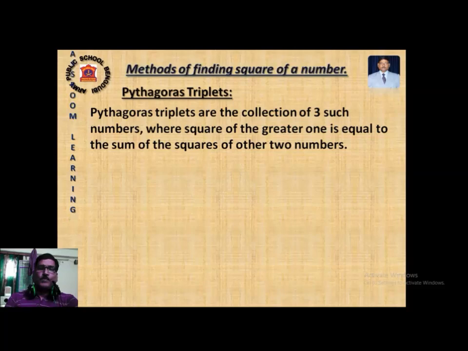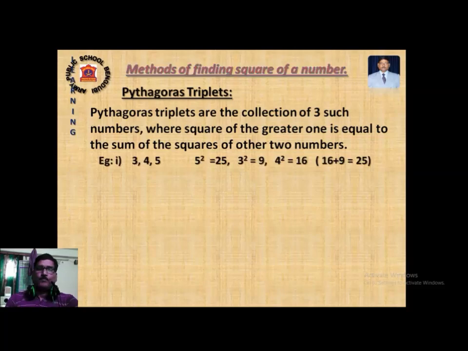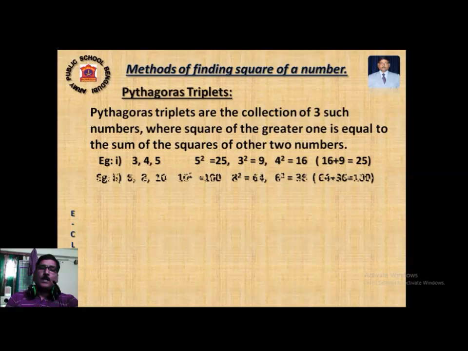Okay. Suppose these are the numbers 3, 4, 5. What is the greatest number here? 5. 5 square is 25, 3 square is 9 and 4 square is 16. 9 plus 16 is equal to 25. That means the square of the longest one equals the sum of the squares of the other two sides. This is called a Pythagoras triplet. Now another example, 6, 8, 10. 10 square, the greatest number is 10. 10 square 100, 8 square 64, 6 square 36.